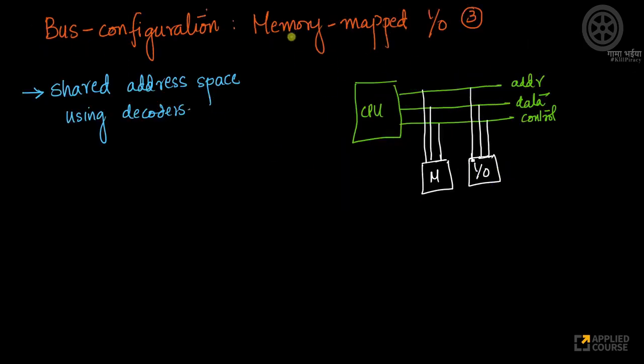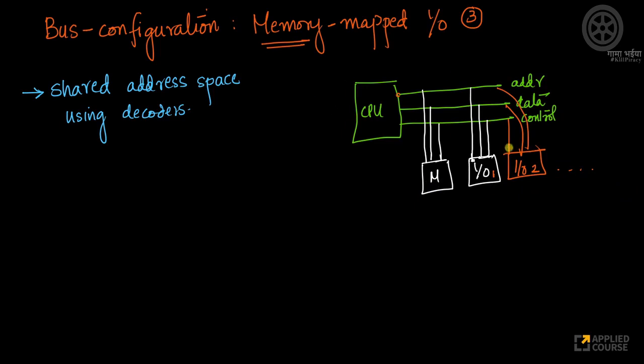The third thing is called the memory mapped IO configuration. This is also a very ingenious solution. Here, let's assume from my CPU I have my address lines, my data lines, and my control lines. The same address lines, data lines, and control lines are connected to my main memory and to my IO devices. This is, let's say, IO device 1. I could have multiple IO devices, so this is my IO device 2, and so on. The same lines are connected to my main memory and to my IO devices also.